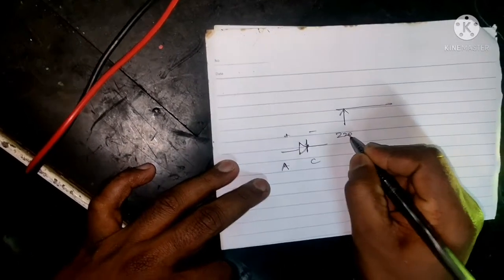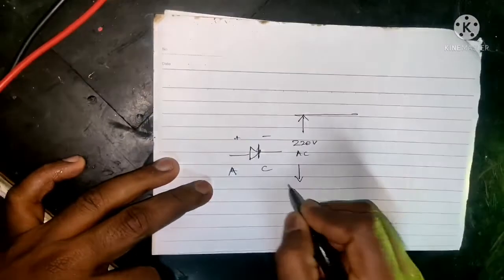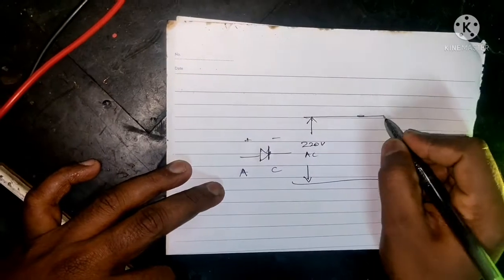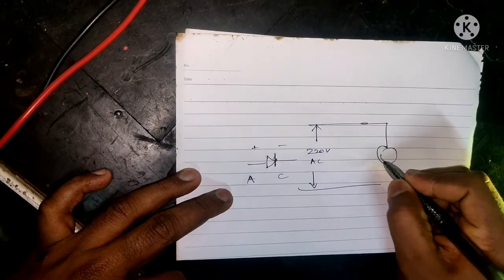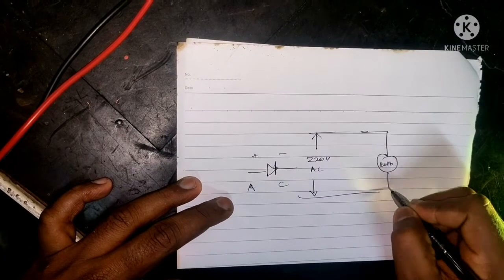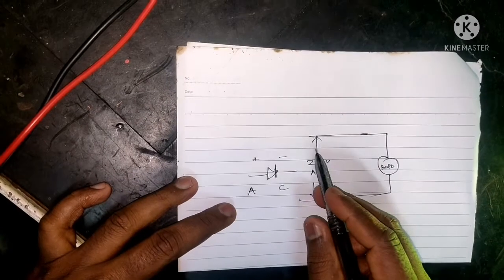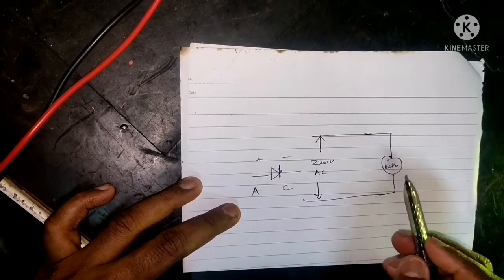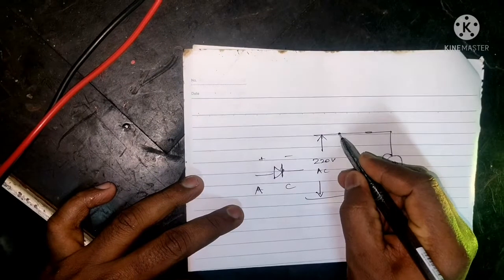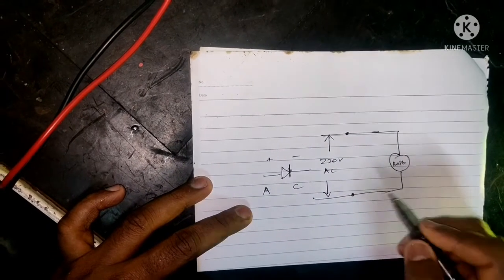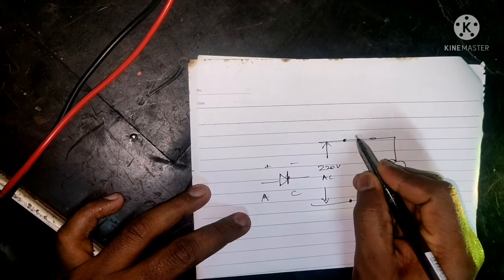So this is your 220 volt AC supply, and we have two terminals, and this is your bulb, and this is your circuit drawing. And how do you check the voltage? For checking the voltage, you always need to check on top and bottom. That means you have to check both terminals.